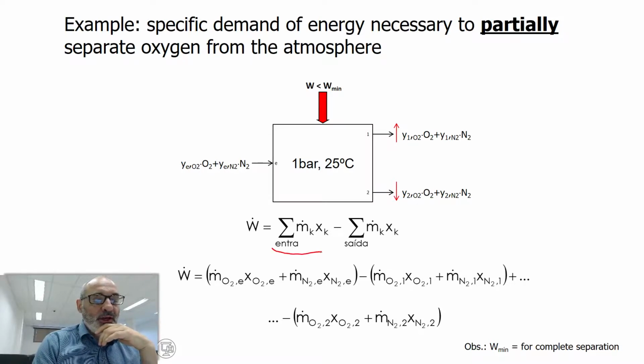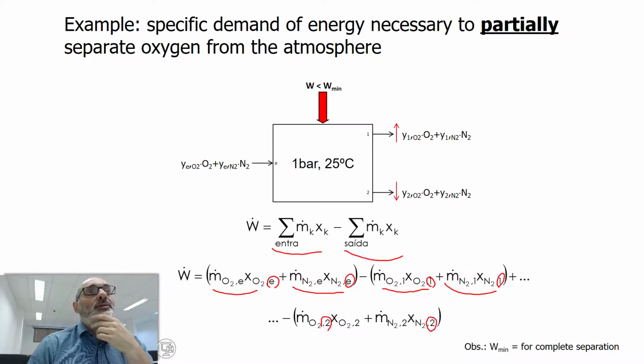Exergy entering minus exergy exiting. We have oxygen entering and nitrogen entering at E, and now we have oxygen and nitrogen at 1, and also oxygen and nitrogen at 2. That's the difference when we compare this with our last analysis for complete separation.